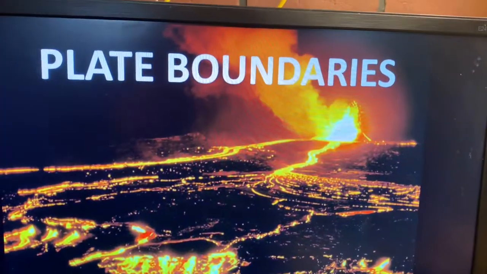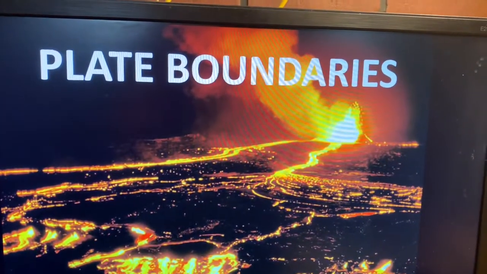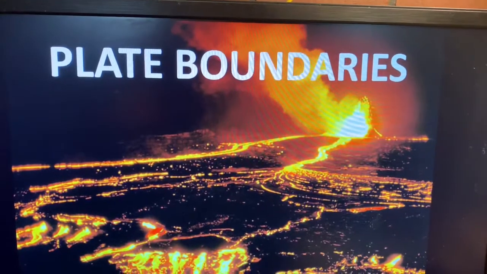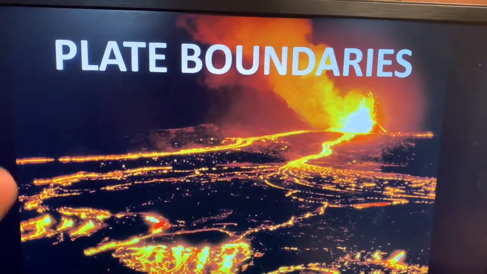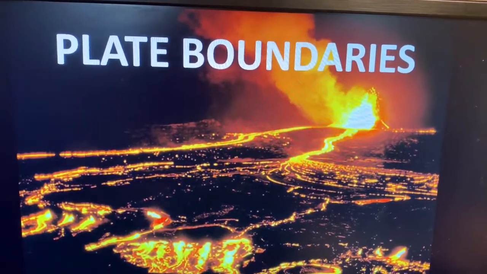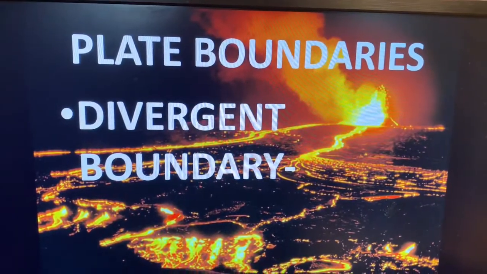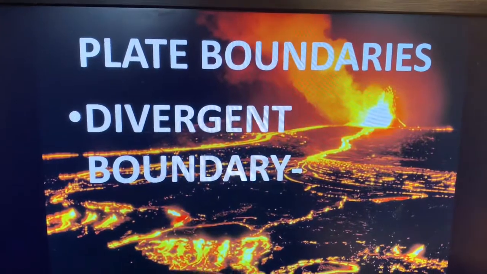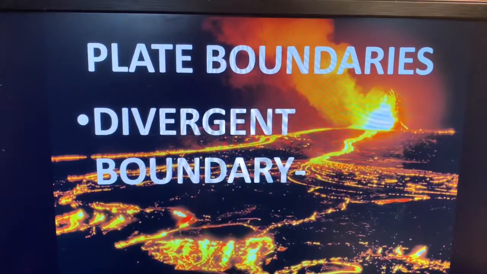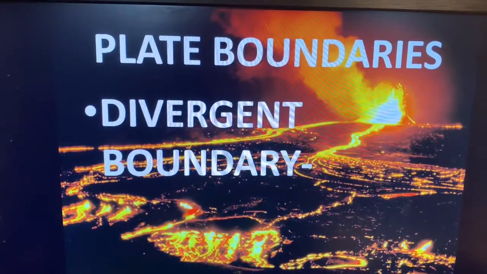All right, so there are three types of plate boundaries. We have what we call divergent boundaries, convergent boundaries, and transform or strike slip boundaries. Now, the first one we're going to talk about is a divergent boundary. The word divergent means splitting apart. These are the boundaries where you have a crack and two plates are moving away from each other.